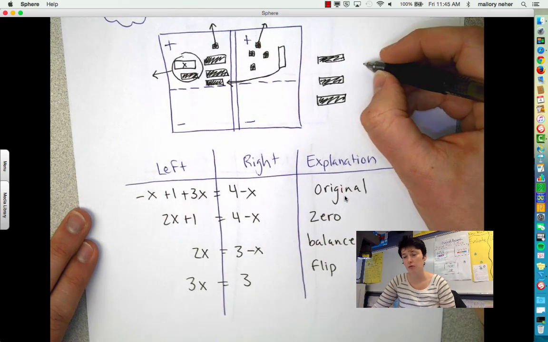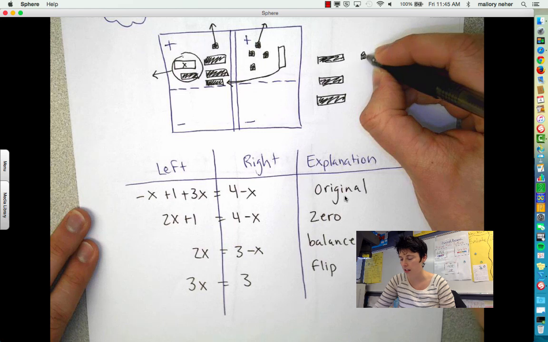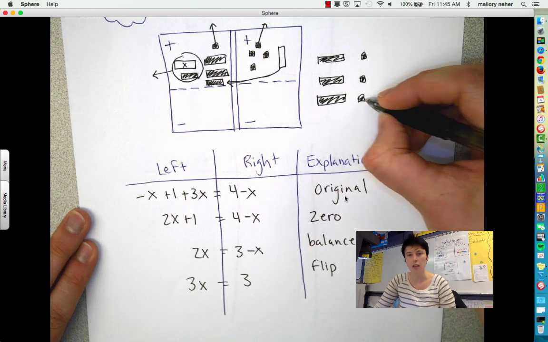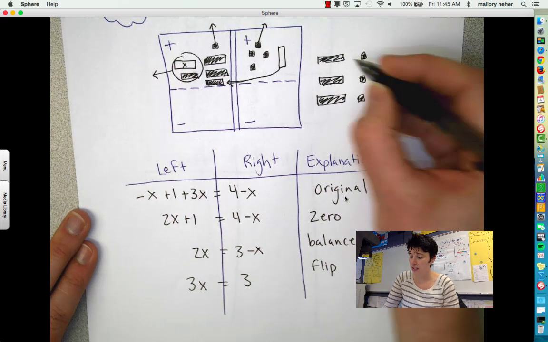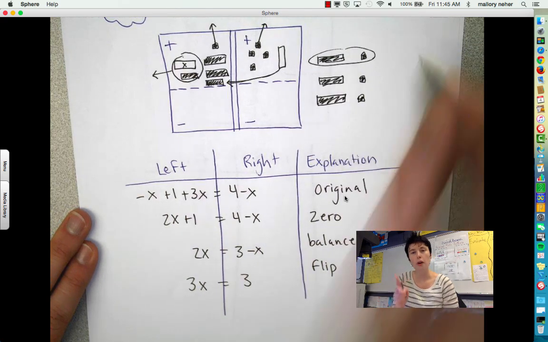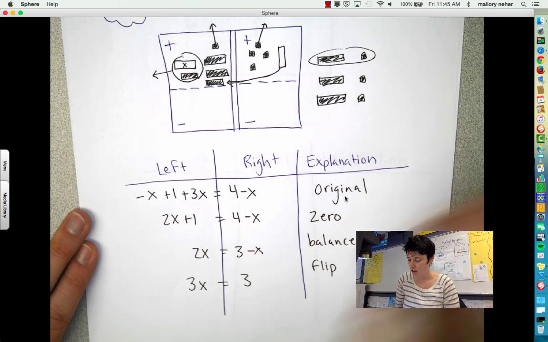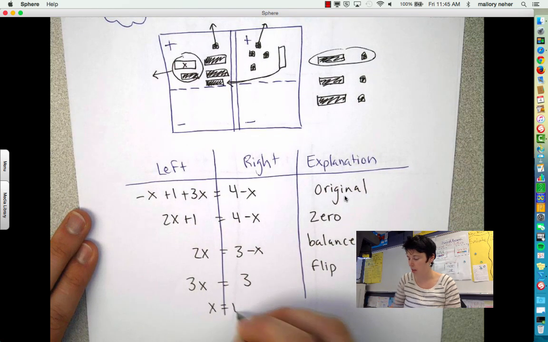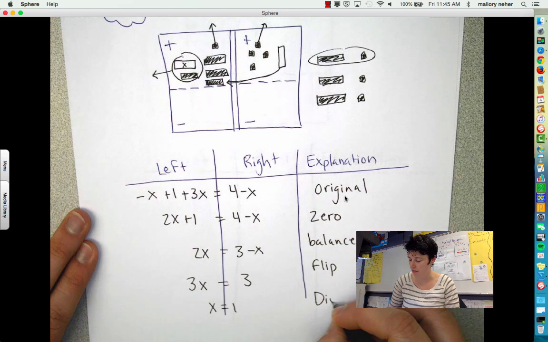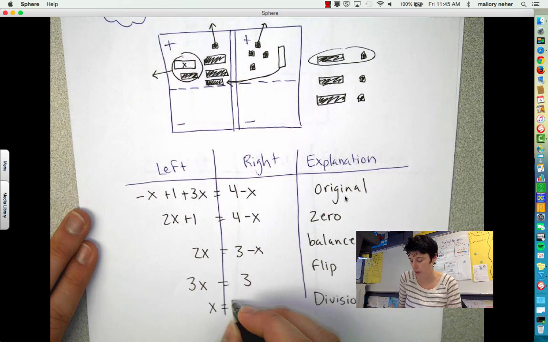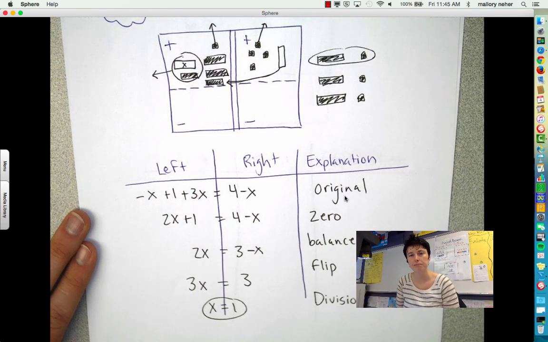So let's split the 3 units up. Let's divide them up. 1 for here, 1 for here, 1 for here. That's 1, 2, 3. So x is equal to 1. Each x equals 1 unit tile. So my final answer is x is equal to 1. And I know this because I did division. I divided up the unit tiles. So x equals 1 is my final answer.